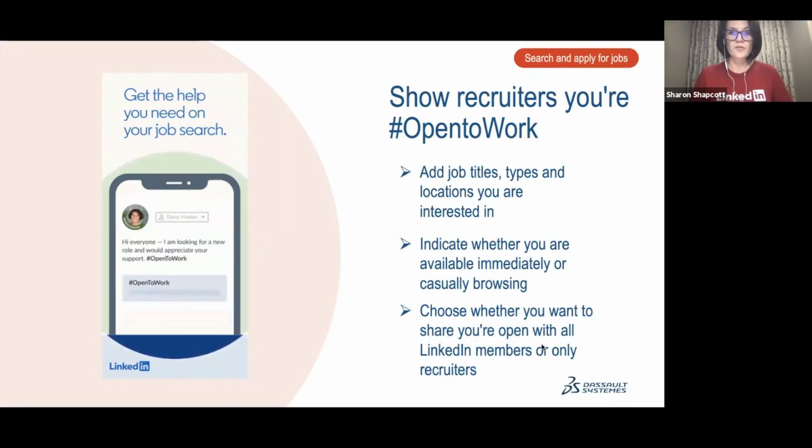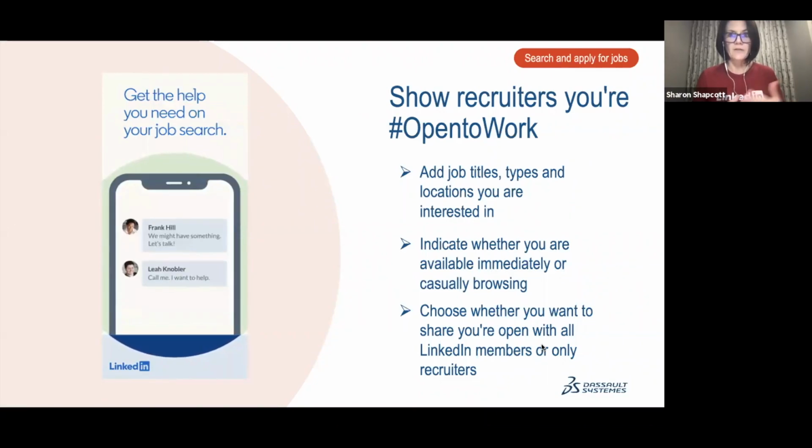And when you go into the job section of the LinkedIn profile, you can add job titles that you're interested in, the types of jobs, and locations as well. Indicate whether you're available immediately or if you're casually browsing. You can also choose whether you want to share you're open with all LinkedIn members or only recruiters. So you have the ability to change some of those in your privacy settings.